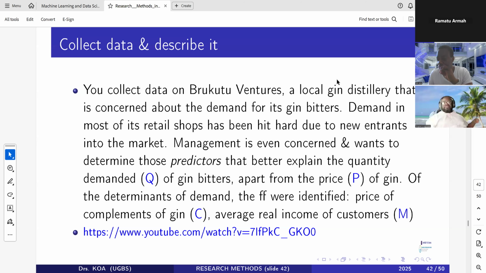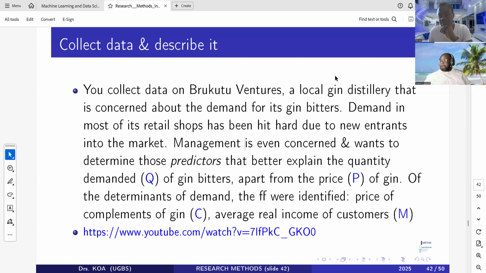Yes, Ramatu. Groundnuts, good. What else? Apart from kebab and groundnuts? Cigarettes. Hey. Yeah, baby. No. Okay. And pepper soup. I agree with that as well. Okay. So all of these are complements of gin.